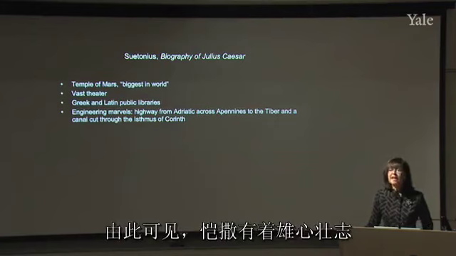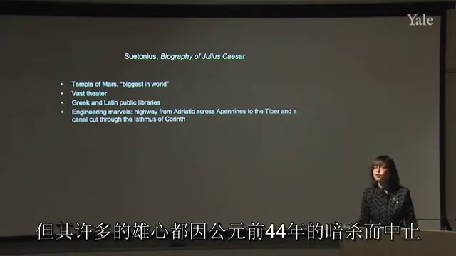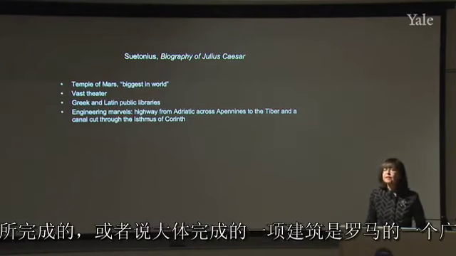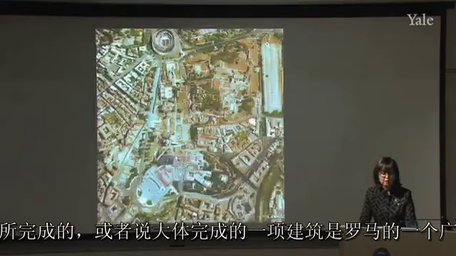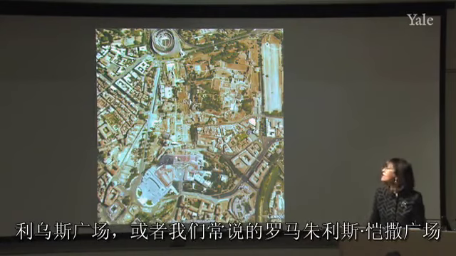So he had vast ambitions, but many of these ambitions were cut short by his assassination in 44 BC. He was not able to achieve architecturally all that he had hoped. One building that he was able to complete, or almost complete, was a forum in Rome, the Forum Iulium, I-U-L-I-U-M, which is after his family name, Julius.